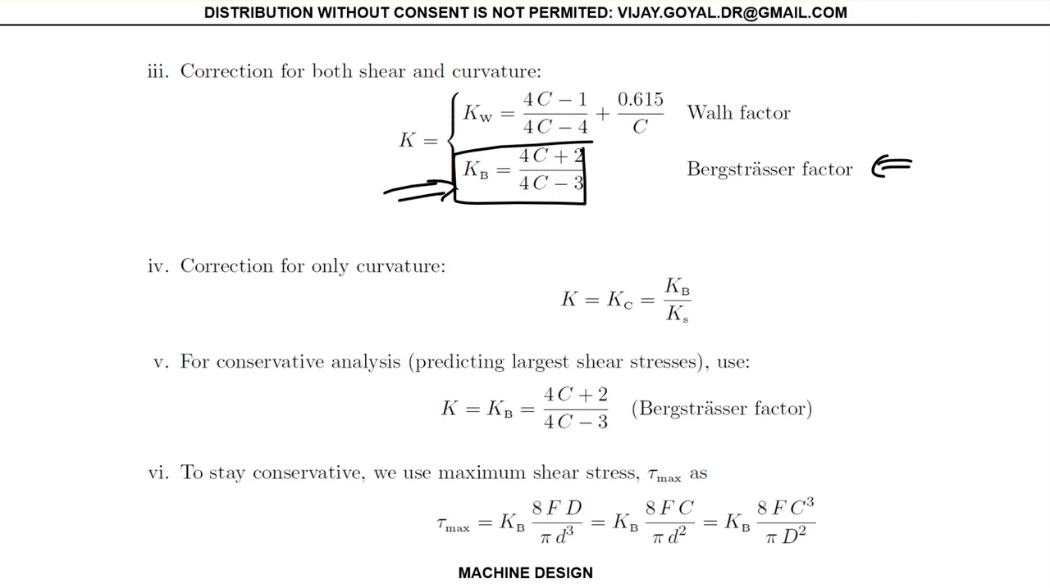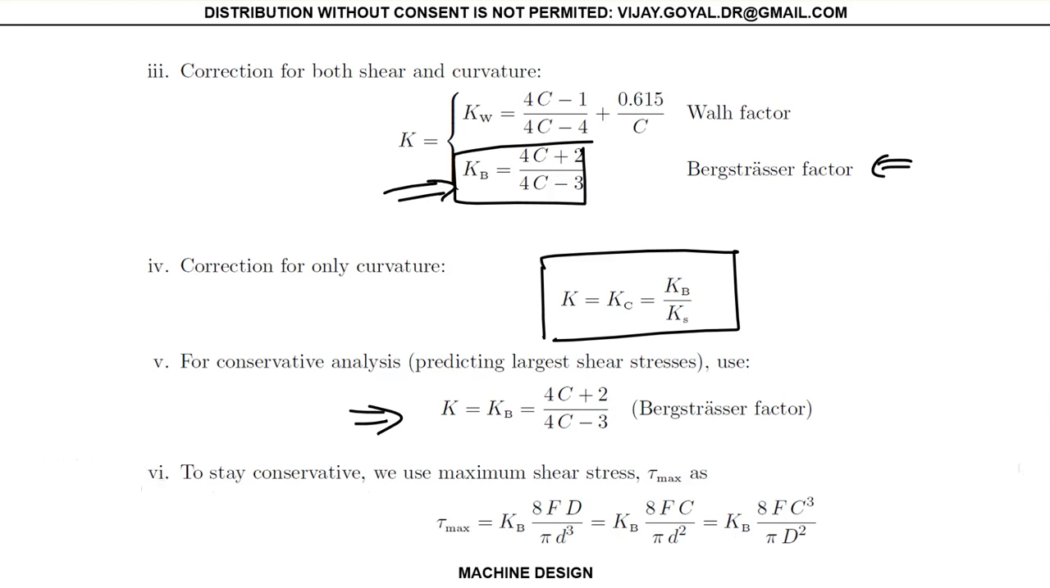Then if you only wanted to do a curvature correction, it is KB divided by KS. For the conservative analysis, we will use the largest of these, and that's what we're going to use in this analysis right here. So just keep in mind that's why your shear has to be multiplied by this load factor, for different values of C, or spring index.